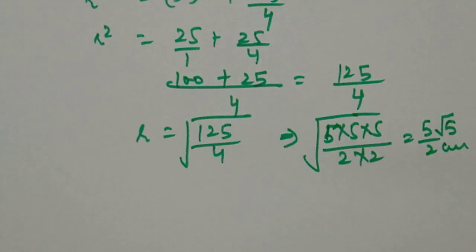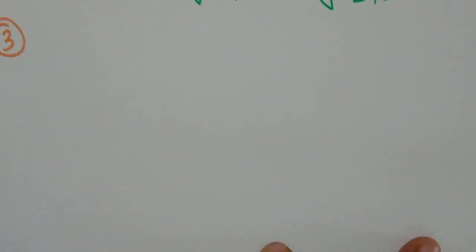Now question number 3. The statement of question number 3 is: the lengths of two parallel chords of a circle are 6 cm and 8 cm. It is similar to question number 2. If the smaller chord is at a distance of 4 cm from the center, what is the distance of the other chord from the center? In question number 2 it was already given that they are on opposite sides of the center. In this question it is not given whether both chords are on the same side of the center or opposite each other.